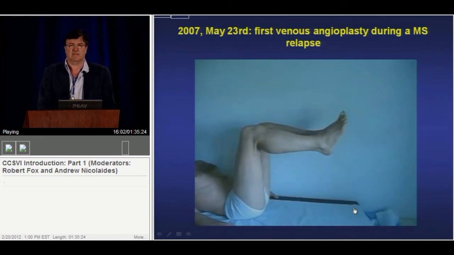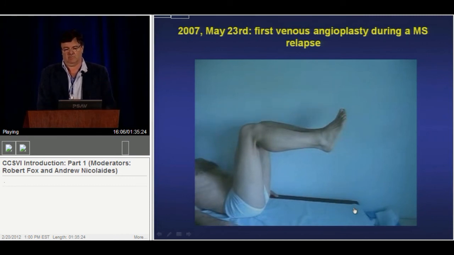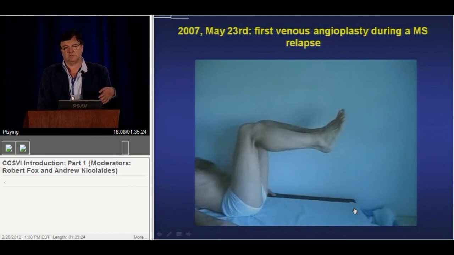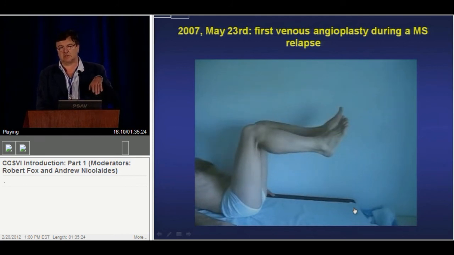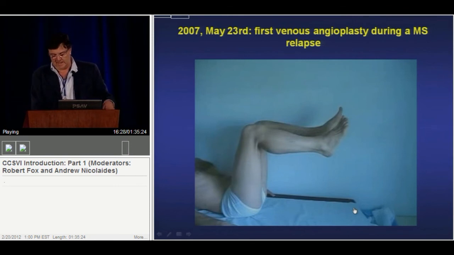And this suggests to us that certainly for the rapidity of, in an acute case, this is a very important concept. This is not a chronic case. This is a relapse. But also the rapidity of the recovery after the relapse following PTA convinced us that there was certainly a causal relationship between venous disorders and the complex puzzle of MS.